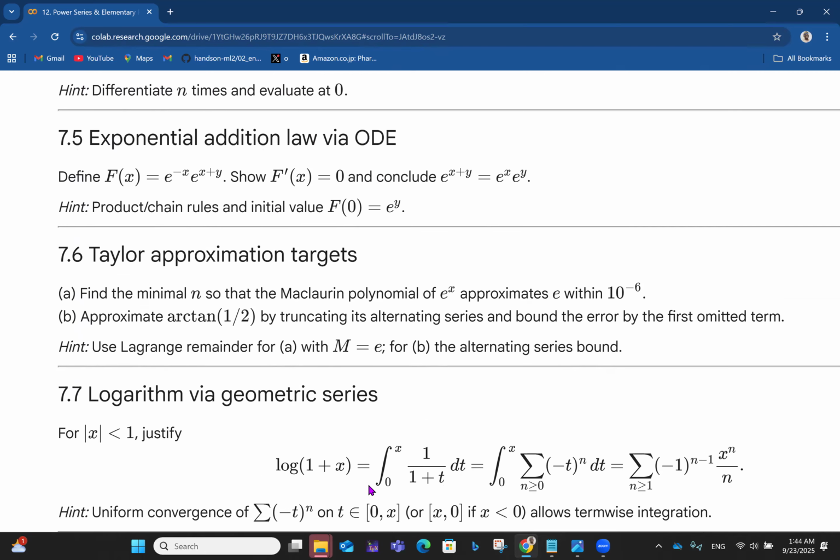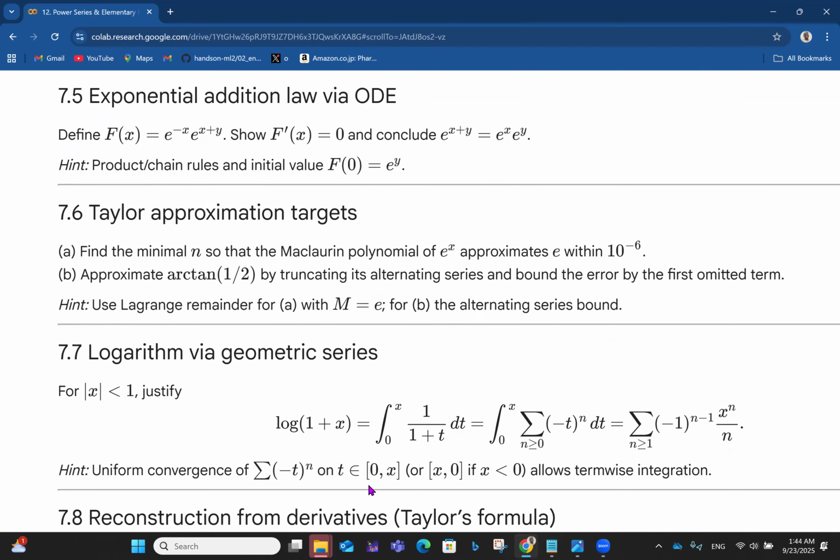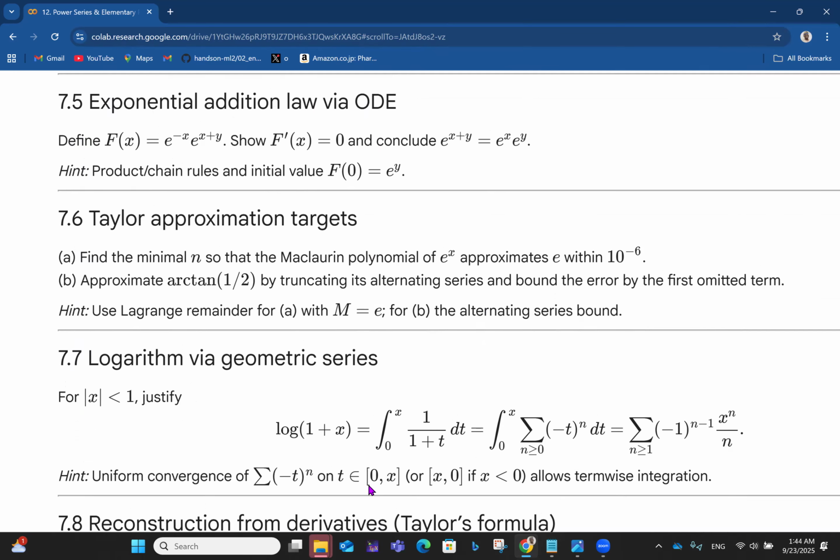So we go to 7.5, exponential addition law via ODE. In this case, you define f of x as e raised power minus x times e raised power x plus y. Show that f prime of x is equal to 0, and conclude that e raised power x plus y is equal to e raised power x times e raised power y.